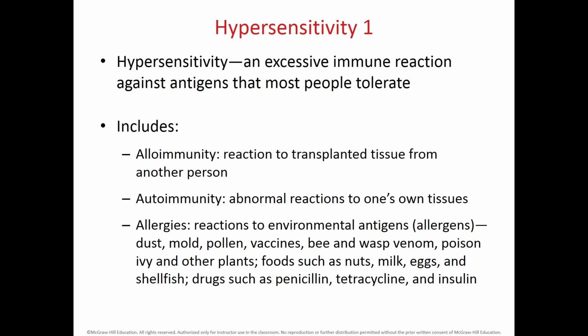The hypersensitivity or a strong immune response. This is the other name for allergies. In this case, you have an excessive immune reaction against the antigens that most people can tolerate. And you can have allergies to transplanted organs coming from a different person. This is called alloimmunity. You can have allergy or a reaction against your own tissues. This is called autoimmunity. Or you can have allergies to different environmental antigens like dust, mold, pollen, etc., including foods, drugs.